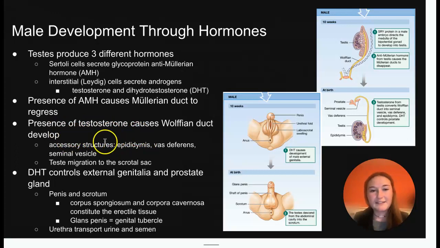That's the internal genitalia. And then the DHT, or dihydrotestosterone, will control the development of your external genitalia and the prostate gland, which is also, the prostate gland is the internal genitalia. And so your external genitalia is the penis and the scrotum. And so some tissues that make up that erectile tissue are called corpus spongiosum and corpora cavernosa. And then there's also the genital tubercle that will be the glans penis.